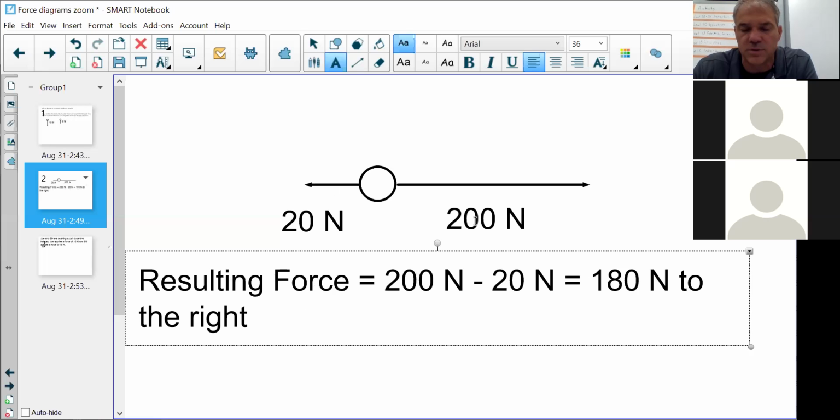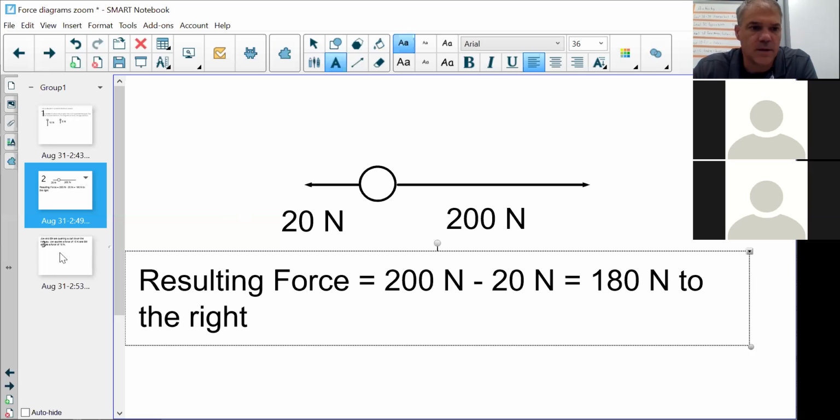And we always put the direction of the stronger force. If these were equal, these arrows were the same length, we could still do this, like if they were 20 and 20, you could still say 20 newtons minus 20 newtons, and you would just say equals 0 newtons. And then sometimes you might have to say no movement or something like that, but there's no direction when the forces are equal and opposite. Okay?